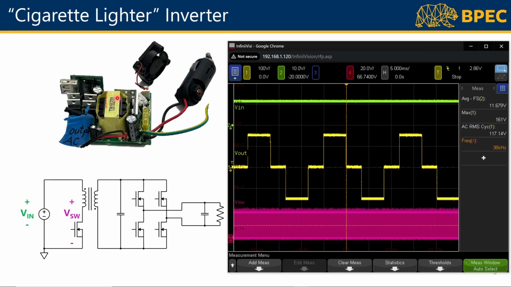All right, so I mentioned the input voltage is in green. You can see that here. That's a steady DC value, and the average is roughly 12 volts, as we expect.